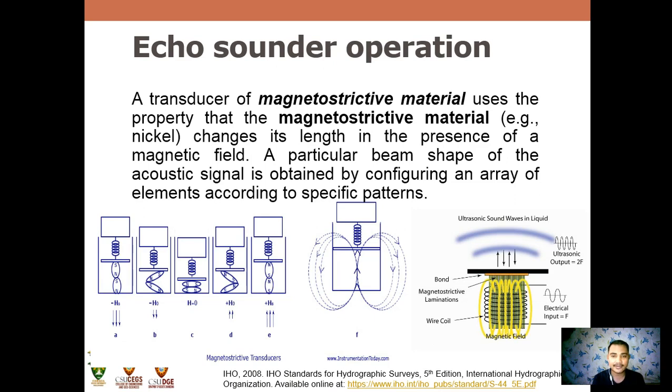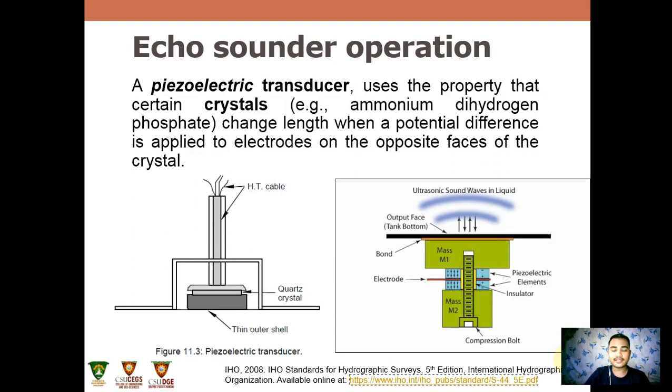So first is the transducer of magnetostrictive material. This transducer uses the property of magnetostrictive material, for example nickel, which changes its length in the presence of a magnetic field. So it uses a magnetic field, and the example material is nickel. A particular beam shape of the acoustic signal is obtained by configuring the array of elements according to specific patterns.